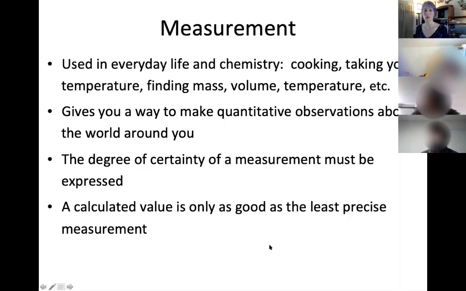And that's really important. We probably have some experience with that, just taking your temperature, or cooking, measuring out amounts of stuff that we would put together. And anytime you make a measurement, there's some level of uncertainty associated with it, and it depends on the measurement device, what marked scale you're using to measure it. So that's really what we're concerned with in our lab today.